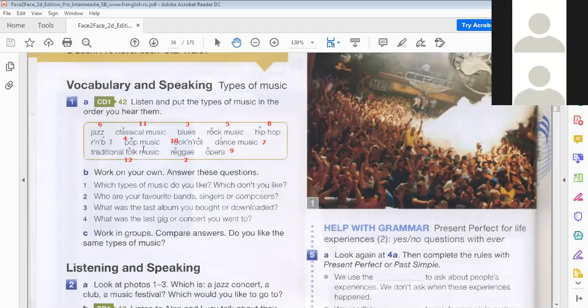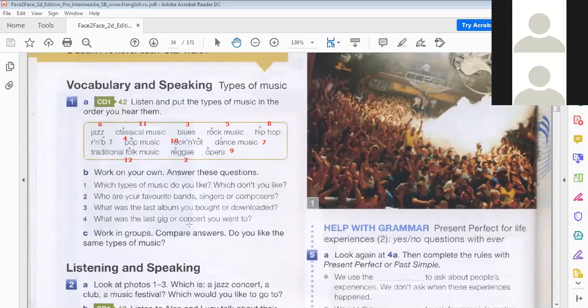I don't like pop music and rock music, but I like maybe opera and... What about dance music? Did you like dance music? Not a lot. Do you have a favorite singer or a band? No, I don't. Okay. Has anybody been to a concert before?